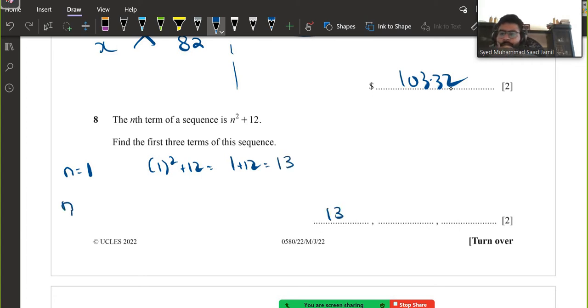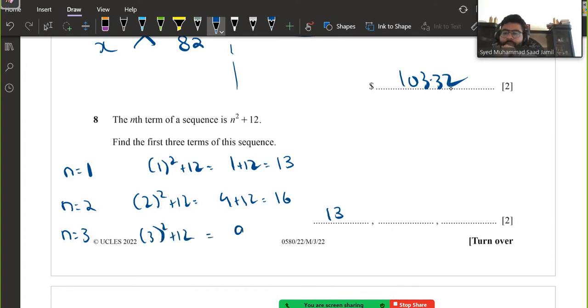Then you write n is equal to 2 because the second term. So that's 2 square plus 12. 2 squared is 4. 4 plus 12 is 16. And then it says n is equal to 3. That means 3 square plus 12, which is 9 plus 12. 9 plus 12 is 21. So these are your first three terms.